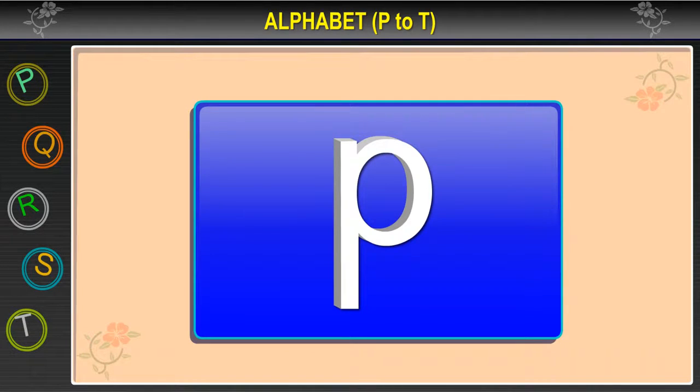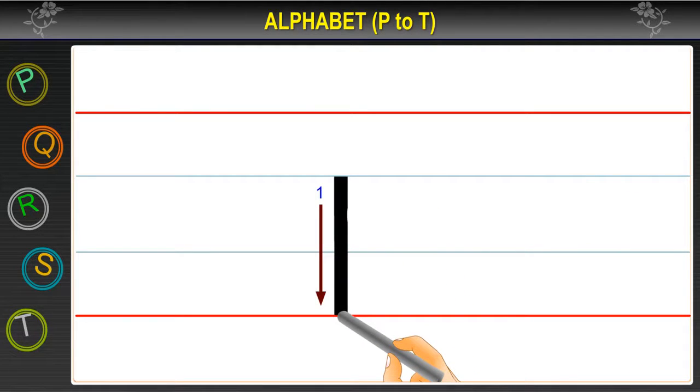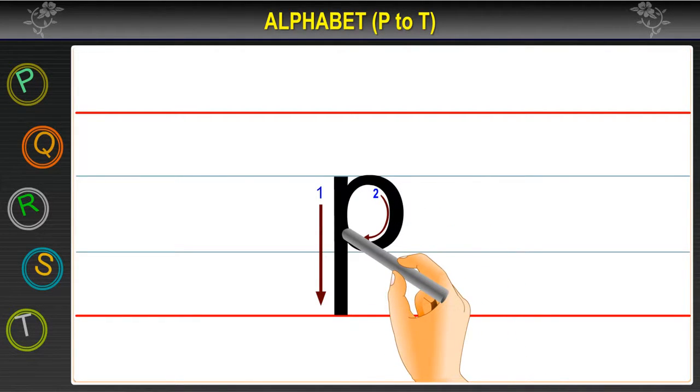Small p. Draw a standing line from first blue line to second red line. Draw a left curve from the top of the standing line to middle of the standing line. This is small p.